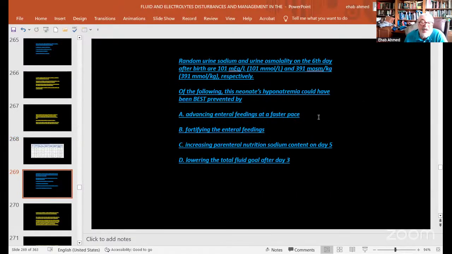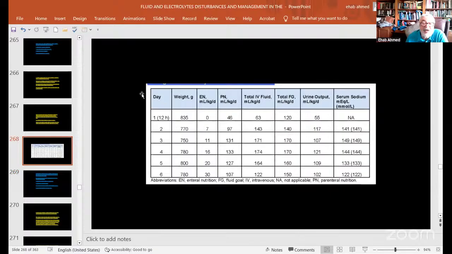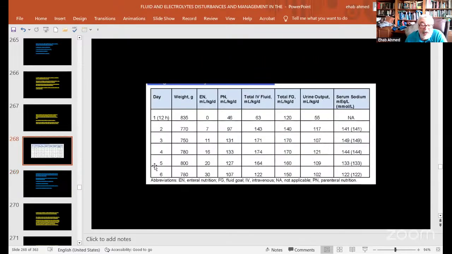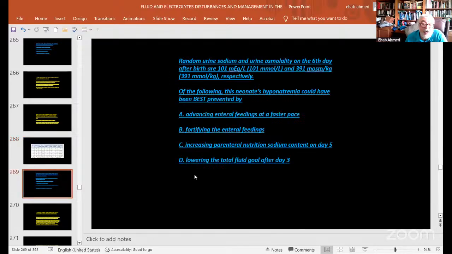could have been best prevented by advancing enteral feedings at a faster pace. This is the rate of enteral feeds. If they went faster, they could save the baby this hyponatremia. Fortifying the enteral feedings, going up on the calories, increasing parenteral nutrition sodium content at day of life 5. So at this day of life 5, they should have gone up on the sodium. Or lowering the total fluid goal after day 3.